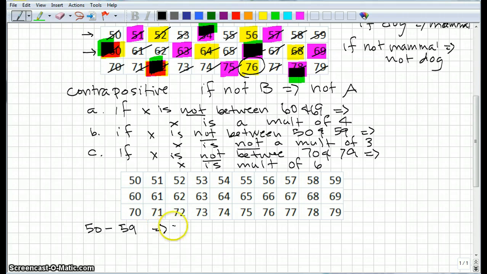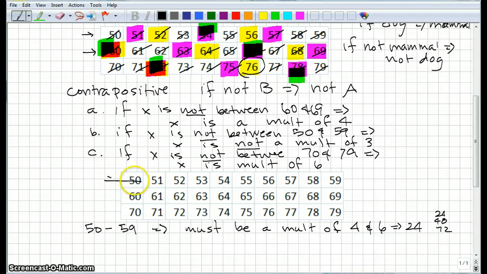So that means what? All right, it's not between 60 and 69, it's not between 70 and 79, it's between 50 and 59. So that would say that it must be a multiple of 4 and 6, right? Because we're dealing with not between 60 and 69 and not between 70 and 79. So it has to be a multiple of 4 and 6, which is basically 24. And if you look at the multiples of 24, we have 24, 48, and the next one would be 72. So we basically skip the 50s decade there. So we can eliminate this whole row because none of those numbers are multiples of both 4 and 6.